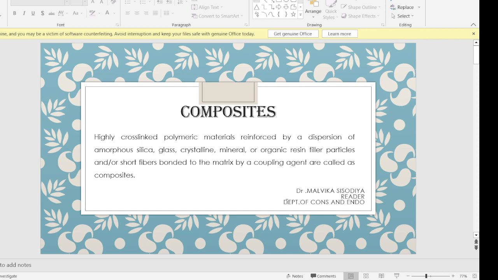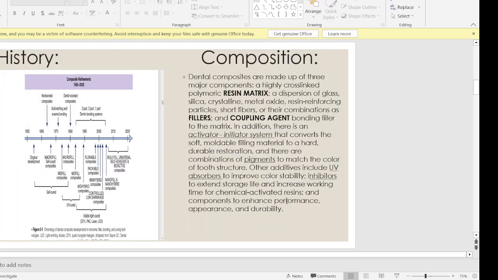Composite is a highly cross-linked polymeric material which is reinforced by the dispersion of amorphous silica, glass, crystalline minerals, or organic resin filler particles. It also has a short fiber bonded to the matrix by a coupling agent, and this is called the composite. This is a short description of how composite resin evolved from 1950 to 2020.